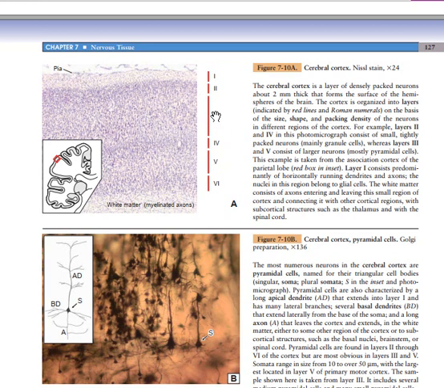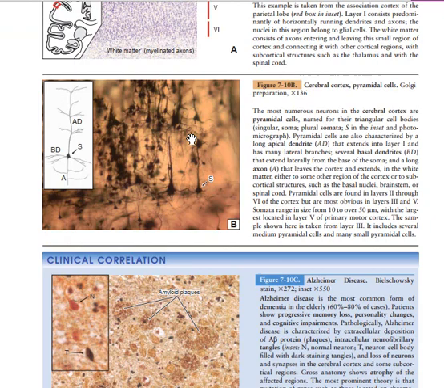Now, layer 3 and layer 5 consist of larger neurons. So this one here is smaller. So this is horizontally packed neurons. This is tight. So this is horizontal neurons. So layer 1 consists usually of horizontal running dendrites. This one is small, tightly packed neurons, and this one is large neurons. So these are the different characteristics that you need to point out.